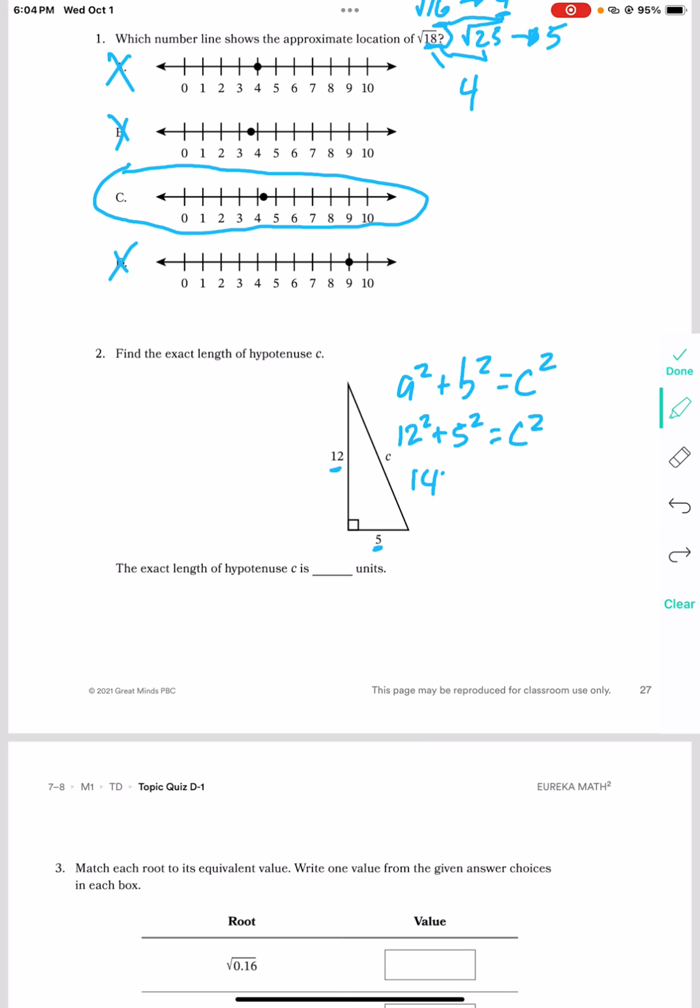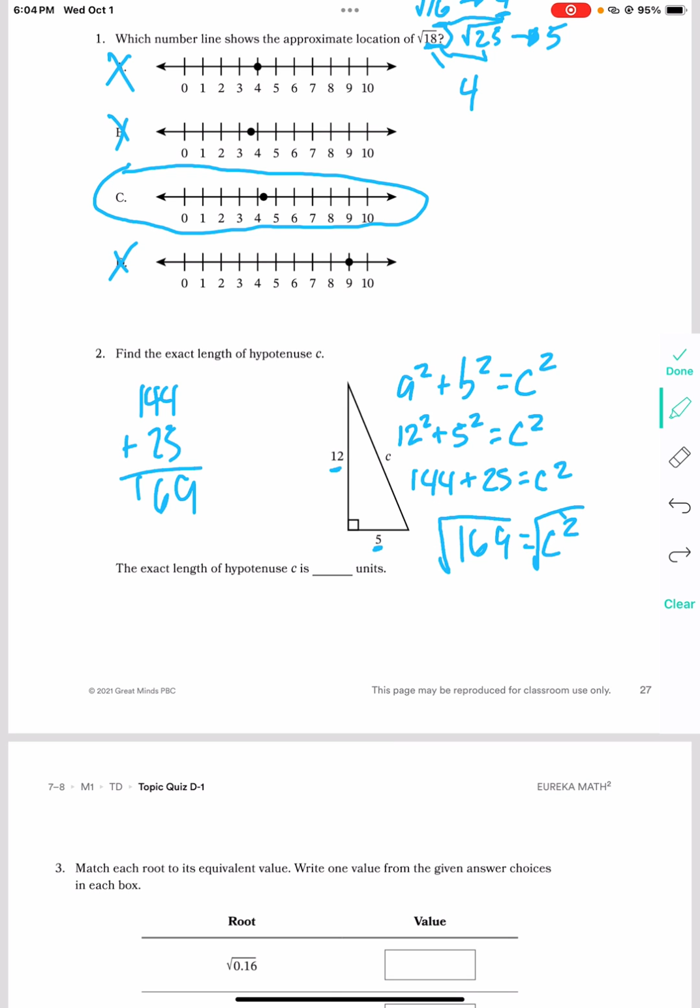12 squared is 144. 5 squared is 25, equals C squared. We know that 144 plus 25 equals 169. Equals C squared. Now remember, when we get to this part, we do not have our final answer. We still have one step left. We have to square root C squared in order to get that squaring off of it, which means we also have to square root the number 169.